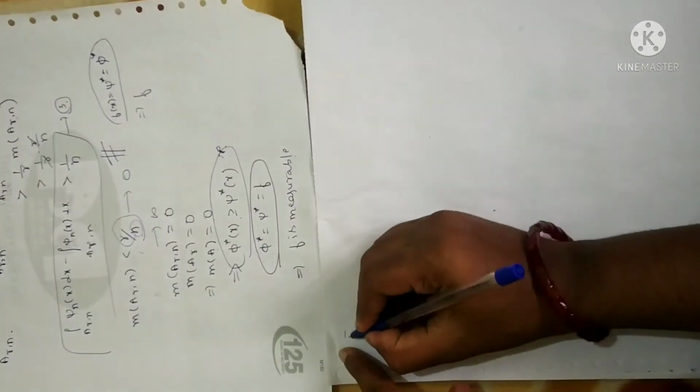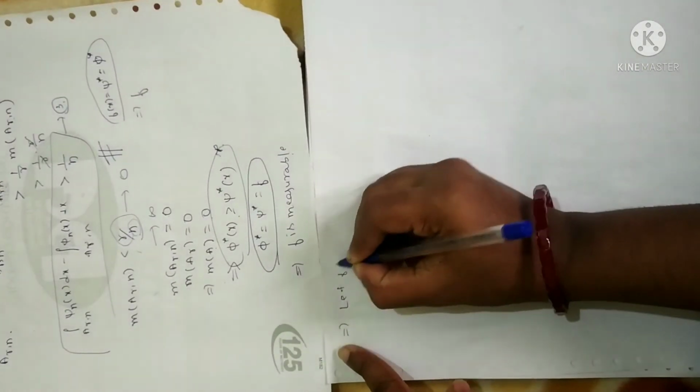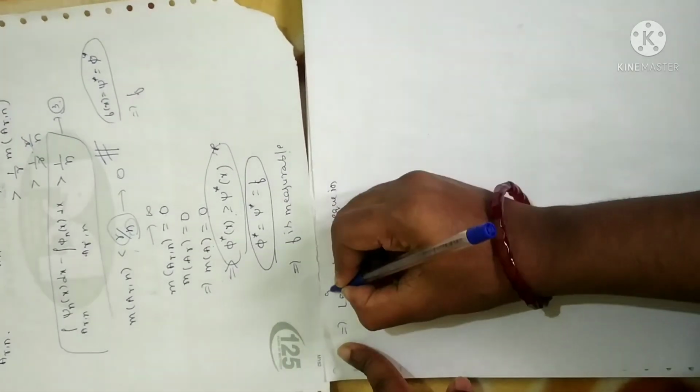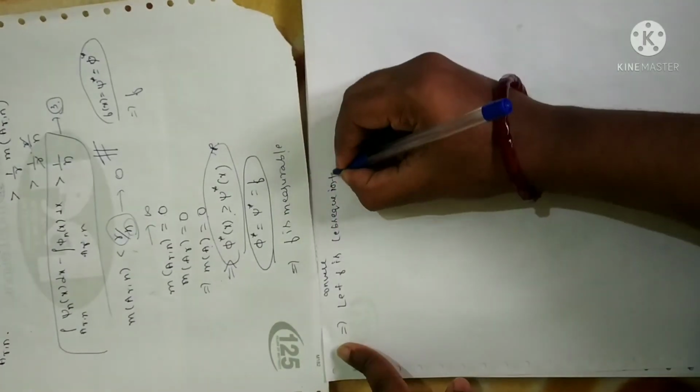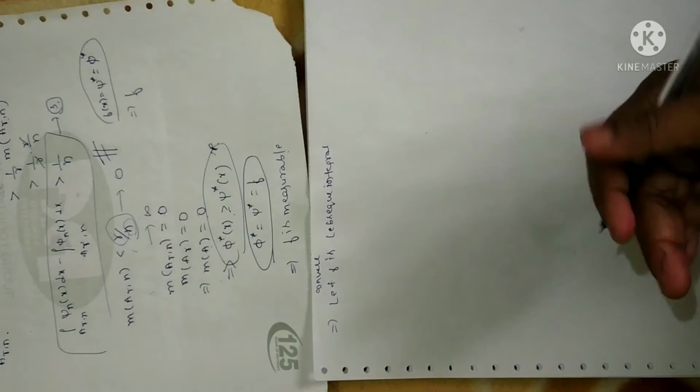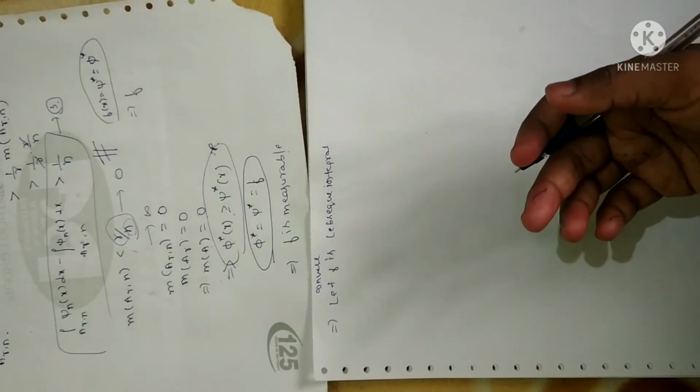So now let me assume f is measurable. I am proving the converse part. Now what we have to prove is f is Lebesgue integrable. That is, f is Lebesgue integrable or f is measurable. Fine.